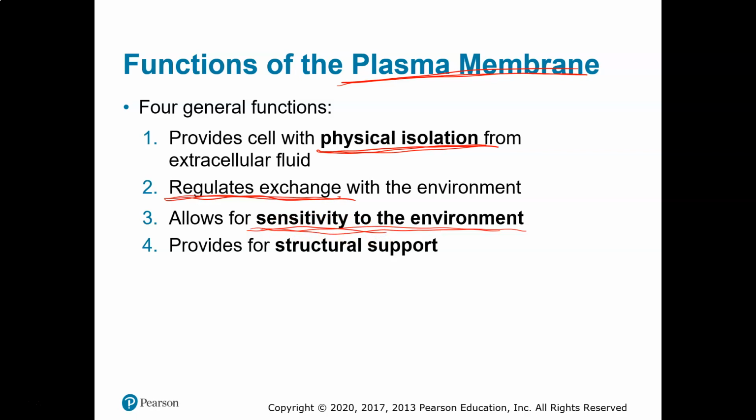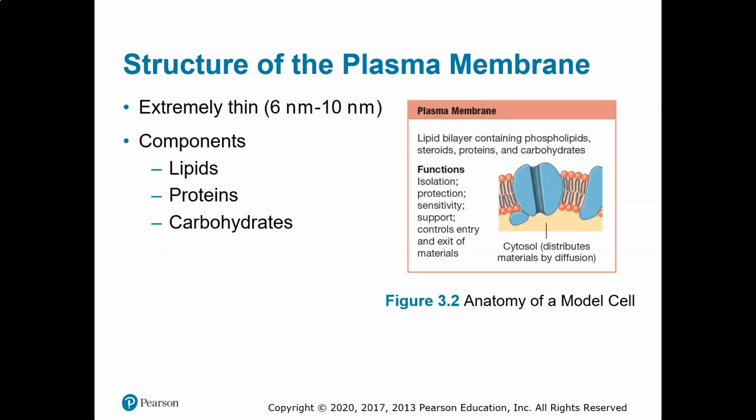Sometimes our cells need to be able to read chemical signals from other cells or from the environment. And they provide for structural support. For example, muscle cells and bone cells. The structure of the plasma membrane includes lipids, proteins, and carbohydrates.